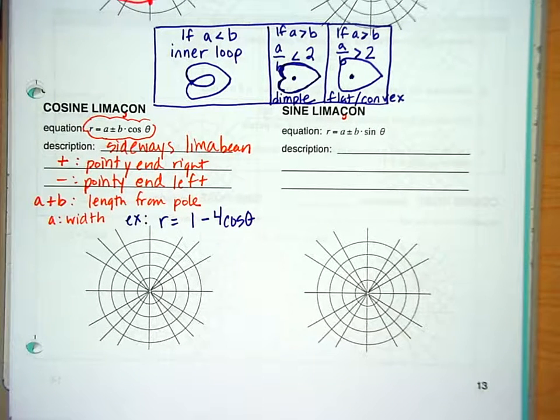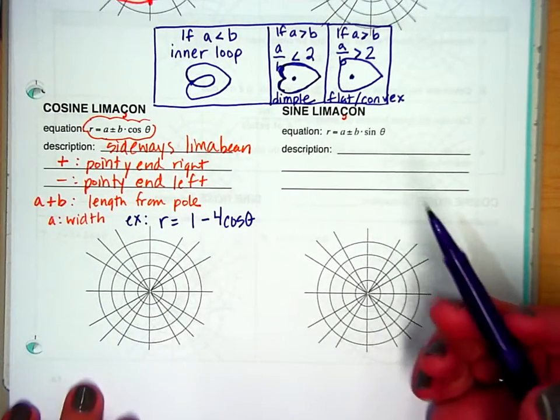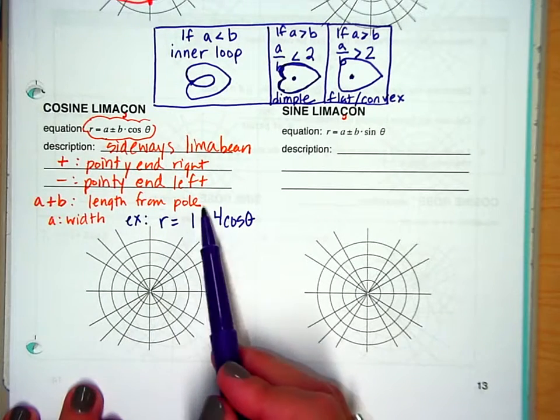So notice A and B are different, so it's not a cardioid. I know it's going to be a limaçon. It's negative, so my pointy end is going to go to the left. So that's what I'm going to start with.